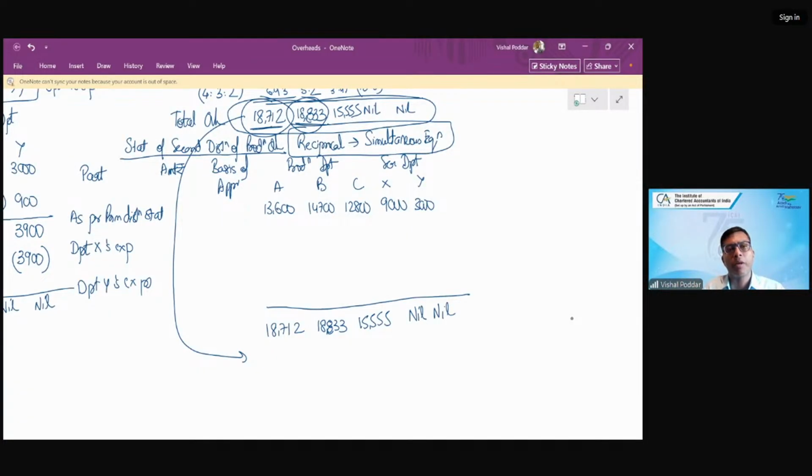Why will I get the same answer now? Till now I was not getting it. Why now will I get the same answer? For the reason that till now there were different scenarios. Now the scenario in this case is the same.